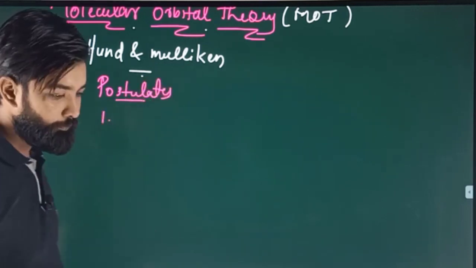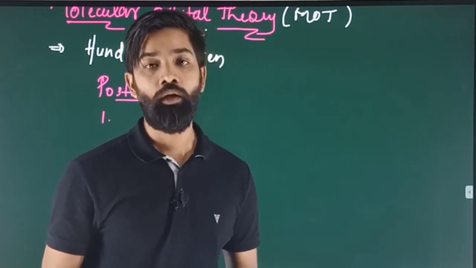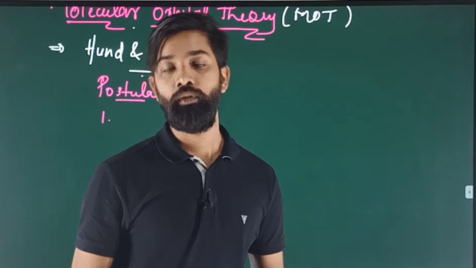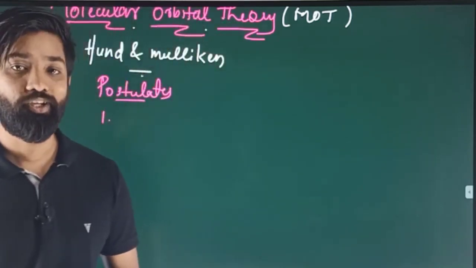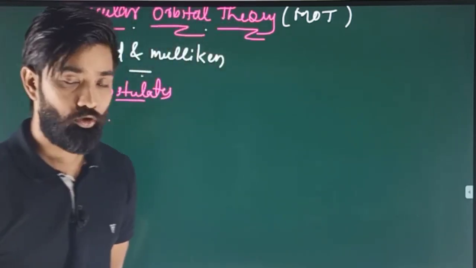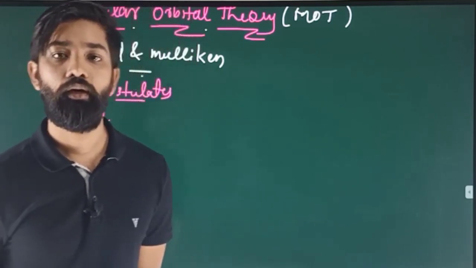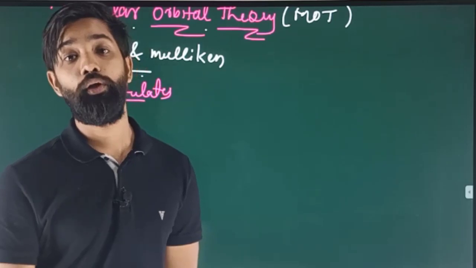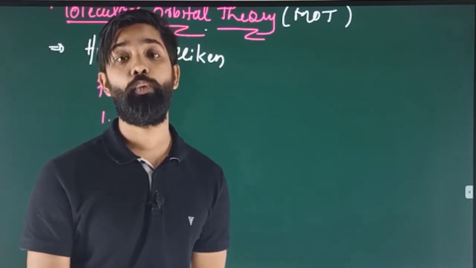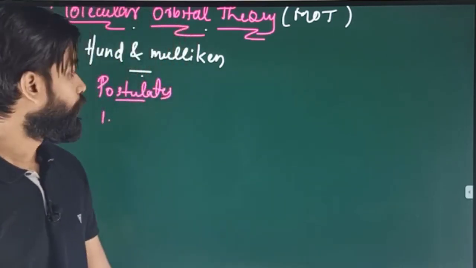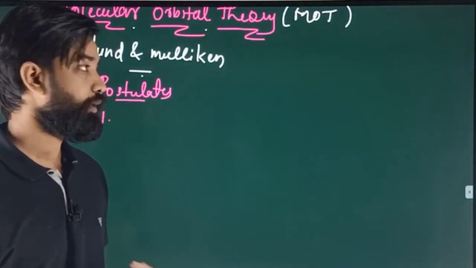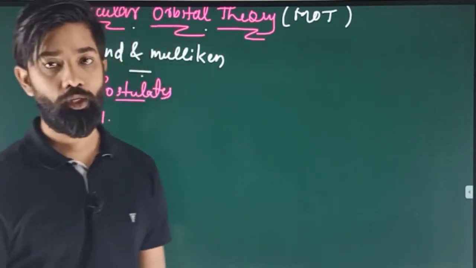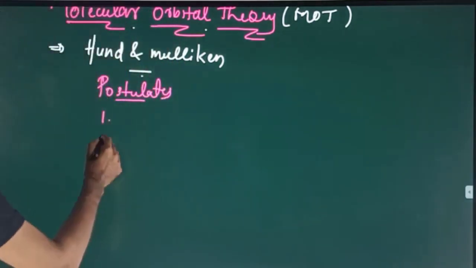First one: electrons in an atom are arranged in atomic orbitals. We all know that. Electrons in atoms are occupied in atomic orbitals, whereas electrons in molecules are similarly occupied in molecular orbitals. So that's the first postulate.